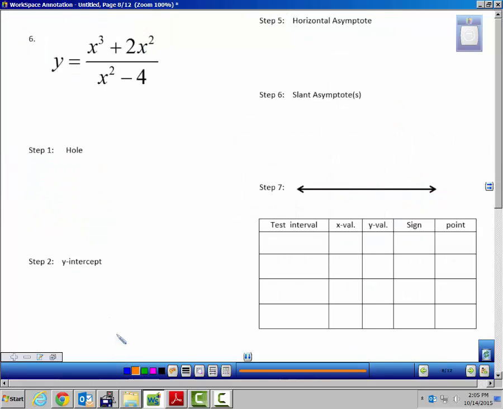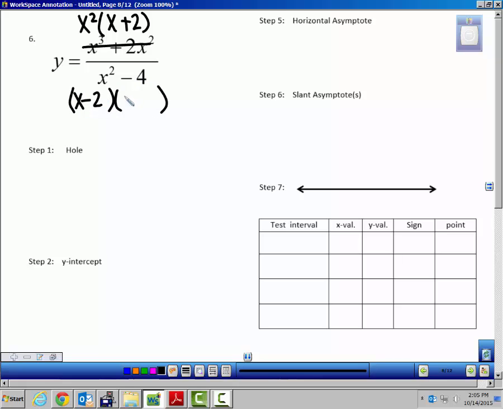Alright, so for number 6, we're doing the same process, the 8 steps that we need. We can factor out an x squared from the numerator, which is going to leave me with x plus 2. And down here, this is a difference of 2 squares. It can be factored to x plus 2 and x minus 2, because we are subtracting 2 perfect squares. So now we actually do have a common factor of x plus 2.